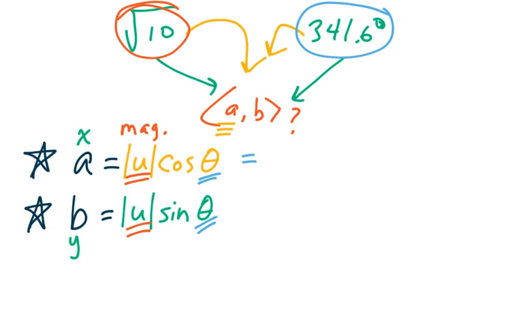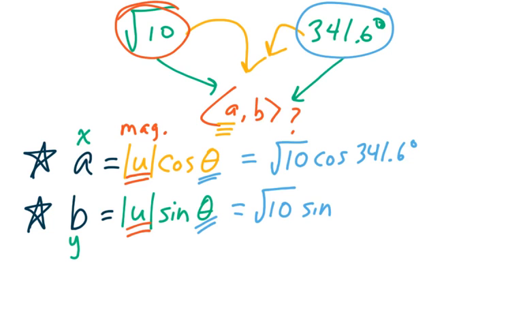So the a component of my vector would be the magnitude of u, which is root 10, times the cosine of the direction angle, which was 341.6 degrees. If I keep going, the b component would be the magnitude, root 10, that's the length of the vector, times the sine of your direction angle, and that was 341.6 degrees. Now let's put these both in the calculator, maybe round to the nearest tenth, and see how close we are to the original.